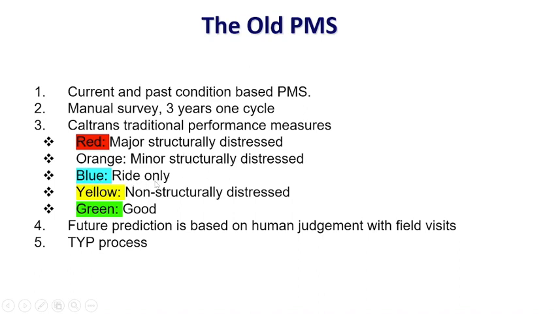And the blue is ride only. That means your IRI is really bad, so people suffer from bumpy rides, and it will be lumped in with the R and O colored pavement. So we also use the SHOPP funding to fix those. And the yellow will be non-structurally distressed pavements, where we want to use a little bit of preventive treatment or thin overlay or chip seal to fix the pavement. And for the good, we use them as candidates for preventive or proactive treatment strategies.